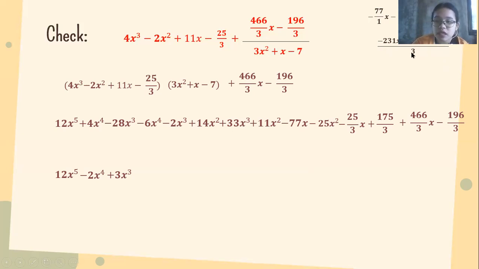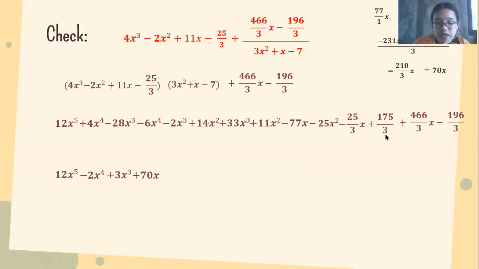So when their denominators are the same, we can add and subtract the numerators. So negative 231x minus 25x plus 466x. We have 210 over 3x, which is equal to 70. We can now divide it. 210 divided by 3 is equal to 70x. So we will write 70x here.